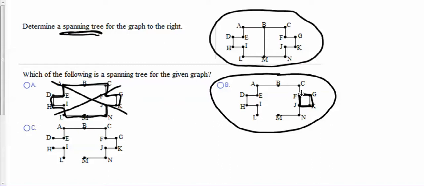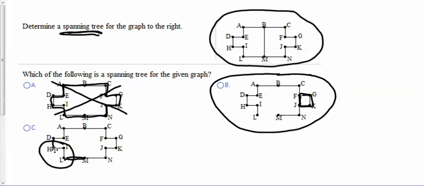Now C, option C, is not a spanning tree because it's not connected. Here we have a piece of the graph all by itself, thus there is no path from L to B. So from L to B, there is no path. Now, if LM was an edge on the graph, then there would be a path from L to B and from every vertex to any other vertex. But that edge, LM, is not part of the graph.